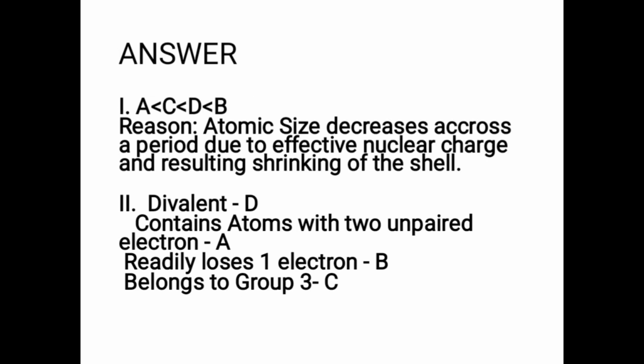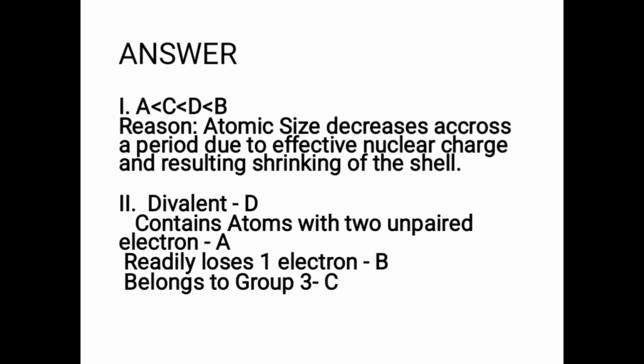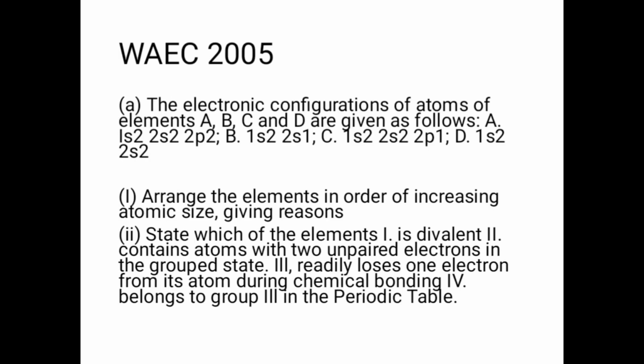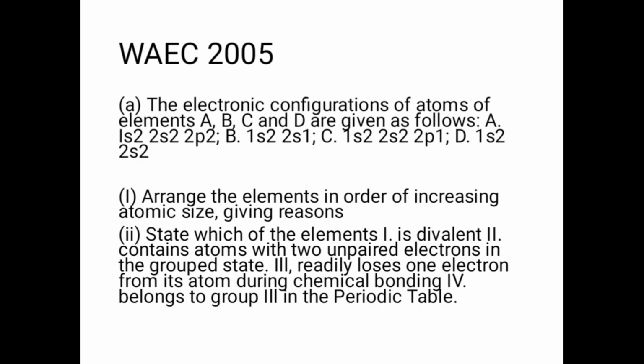And then the one that readily loses one electron will be B, which is lithium. Why? Because it has s1 as the configuration, and it's a metal, so it loses electrons easily. To lose that one easily, to have a duplet structure. And then the last one that belongs to group 3 is C, which is boron. Boron is in group 3, since the valence electrons are 2 plus 1, 3.